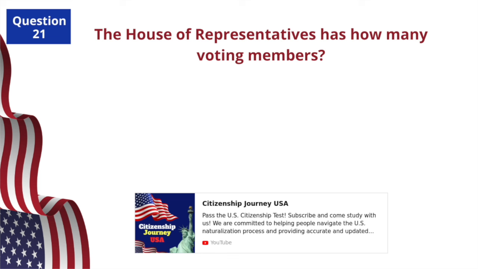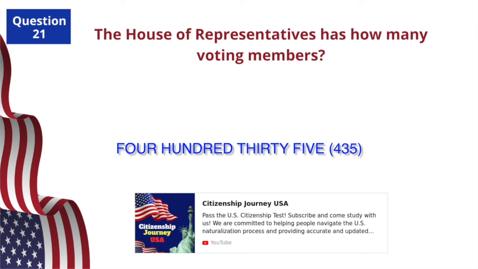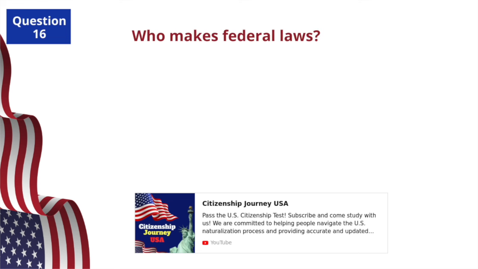The House of Representatives has how many voting members? 435. Who makes federal laws? Congress.